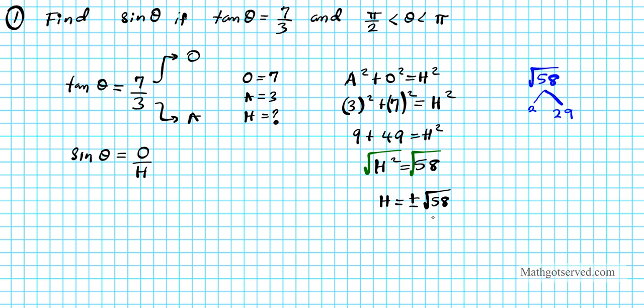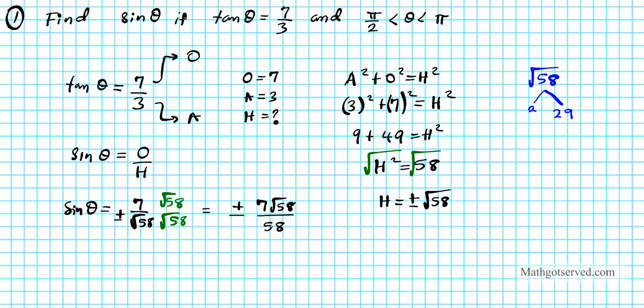All right, so now we know what sine theta is. So sine theta is equal to the opposite, which is 7, over the hypotenuse, plus or minus root 58. Okay, so we can't have a radical in the denominator, so we have to rationalize this. Root 58 top and bottom. So sine theta is plus or minus 7 root 58 over 58.